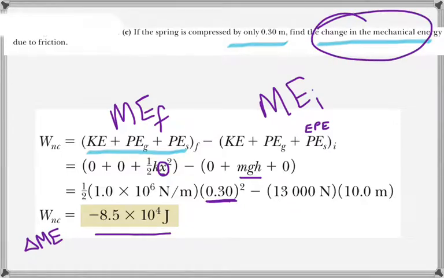Which we are also writing as WNC, for non-conservative forces. That means there is some frictional force. That's why the final energy and initial energy are not equal. There is some work done by a non-conservative force. That's why we are not getting the final and initial energy to be equal. So that's it for this problem.